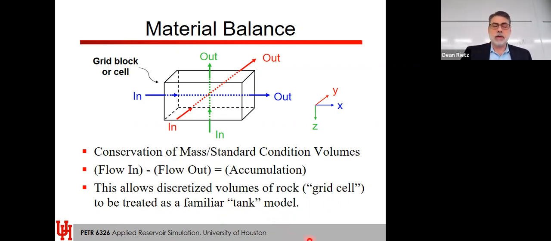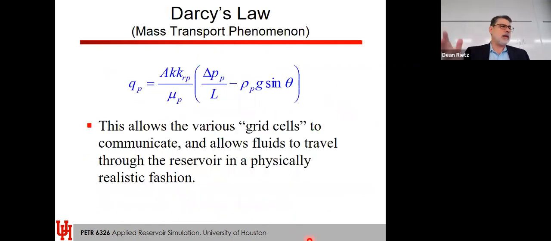Okay, so you've all done material balance calculations, right? You probably have defined or solved the material balance equation. So this is not material balance, but it's Darcy's law, right? That should look familiar to you. Q is flow, and P is the phase, and Darcy's law has an area term, right?